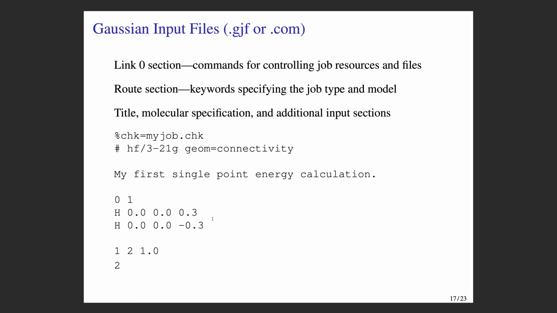The geometry input is then terminated with a blank line, and then GaussView usually includes by default the connectivity section. Here, this is saying that atom 1 is connected to atom 2 with a single bond, and then atom 2 is also present. And then this connectivity section is also terminated with a blank line.